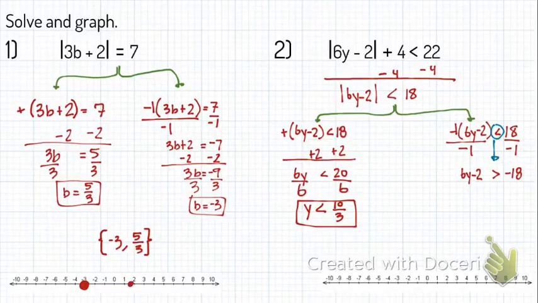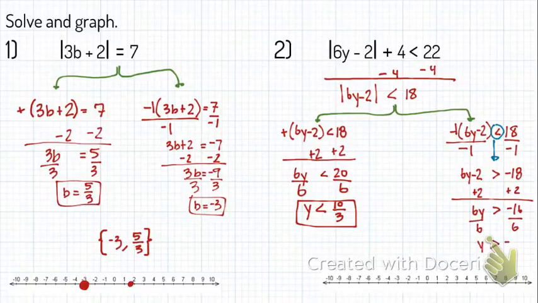Now I'm going to add 2 to both sides. When I do that, I get 6y is greater than negative 16, right? Divide both sides by 6. I get y is greater than negative 8/3, right? Because 2 goes into each of those. So I'm getting a different answer here. So I'm getting a range.